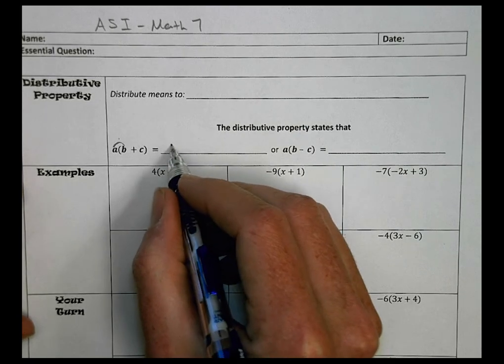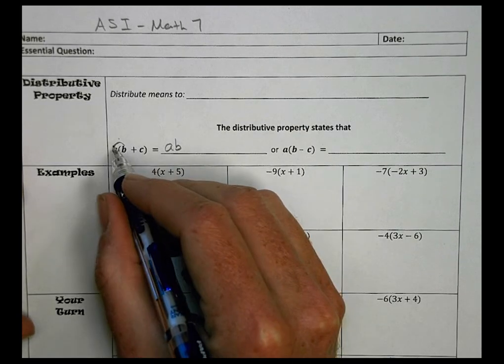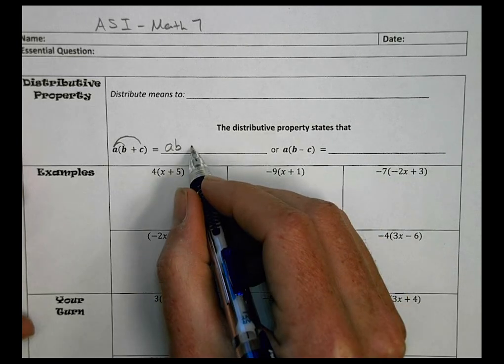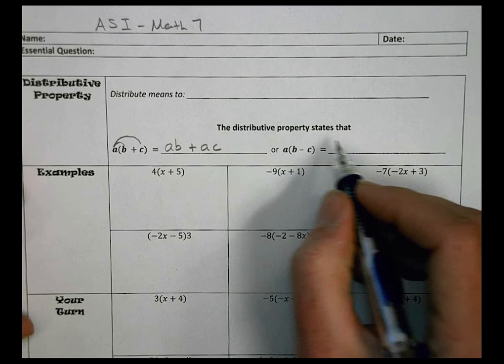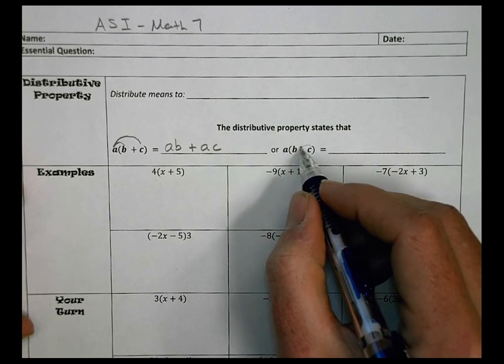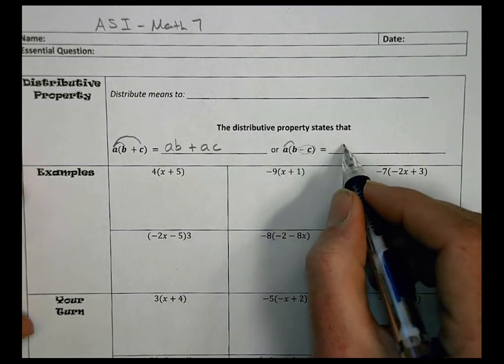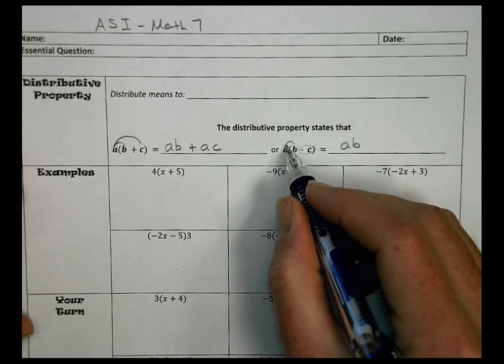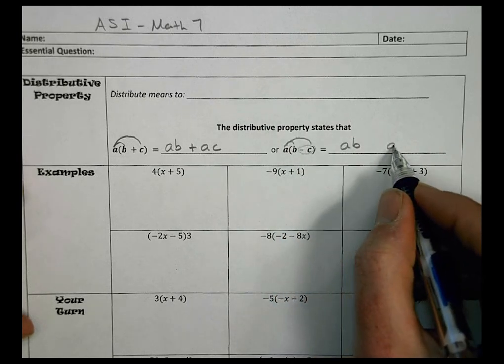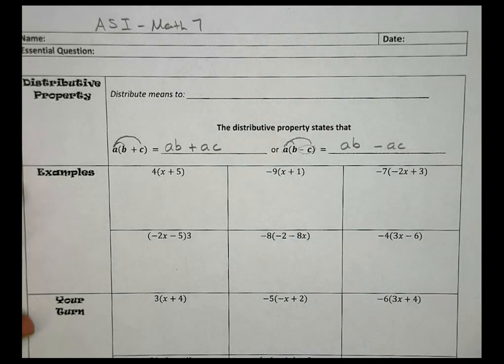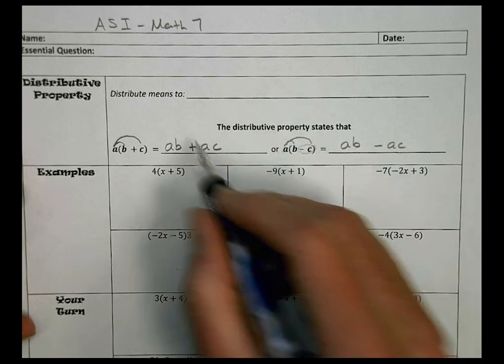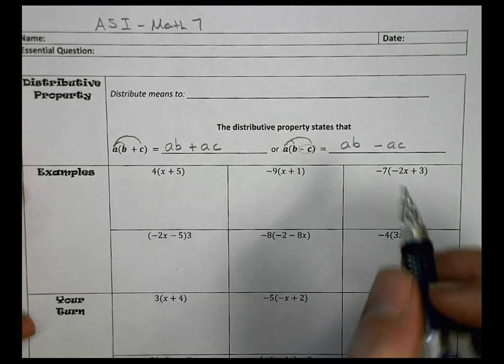So I do A times B, which becomes AB, and then I do A times positive C, which becomes a plus AC. I can also do it with a negative number, like a negative C, by multiplying A and B together to get AB, and then A times C is still AC, but it's a positive times a negative, so it becomes a negative AC, like so. So use these as your example here, and let's do some of these together.